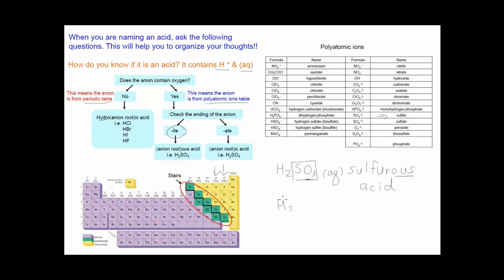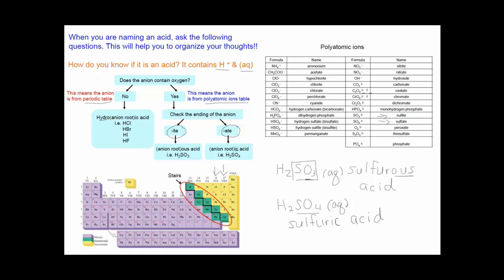Now, H2SO4 also contains oxygen. So that means you have to look up SO4, which is called sulfate. Now, notice the ending is ate. In that case, you're going to name that as ic acid. So this one, you're going to say sulfuric acid.